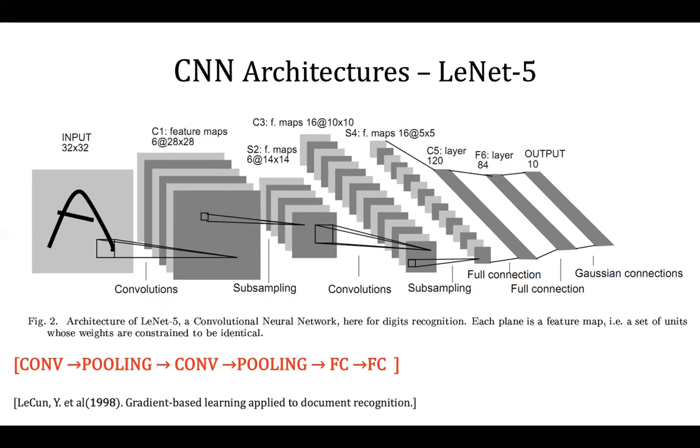For example, this LeNet 5 is one of the earliest CNNs. It was invented by Yann LeCun in 98. This was one of the first very successful CNNs, and by modern standards it's very simple. It has a convolutional layer, a pooling layer, then again convolutional and pooling, and a couple of fully connected layers.